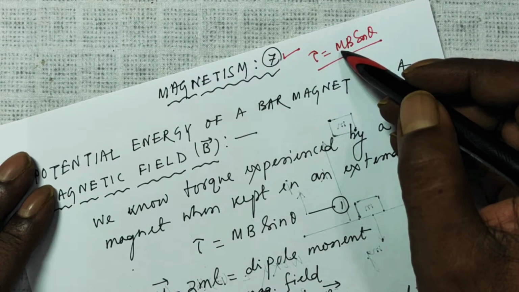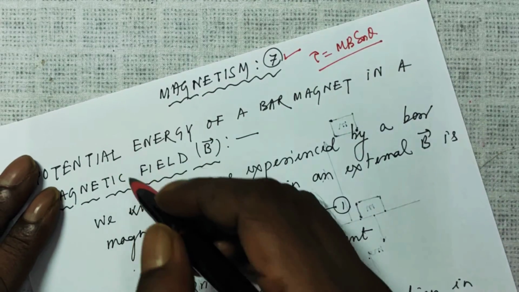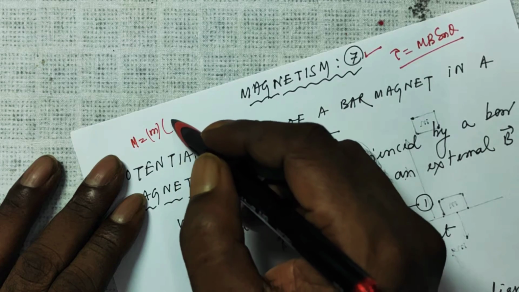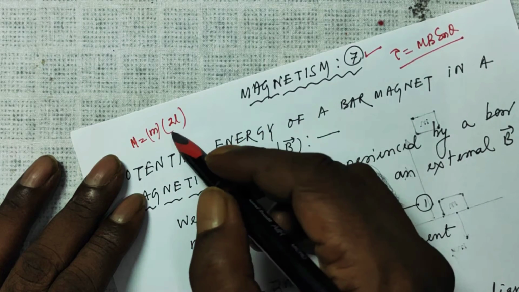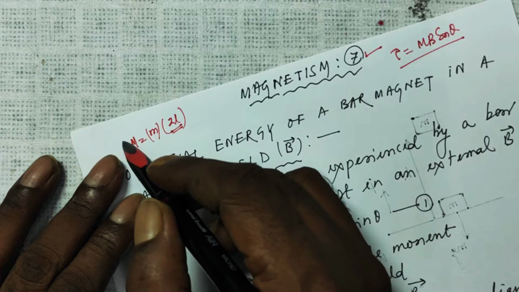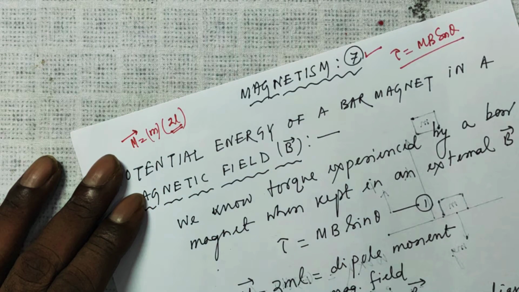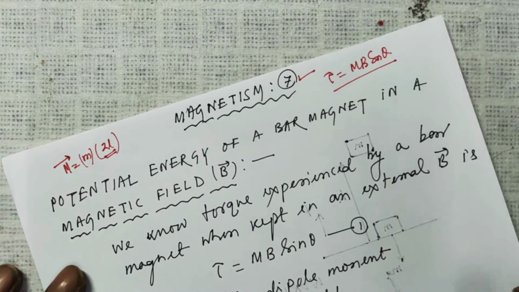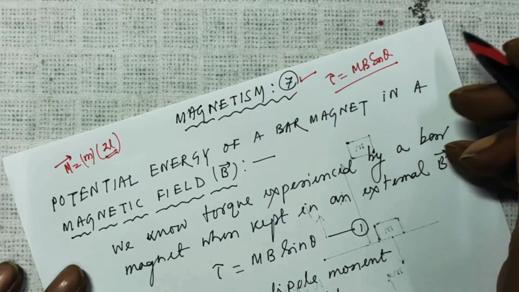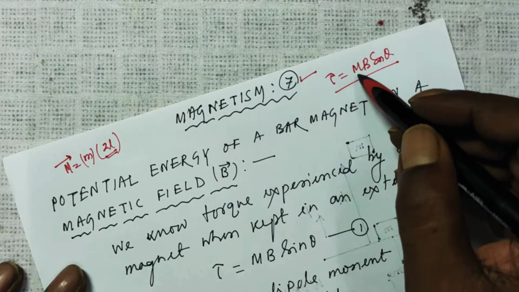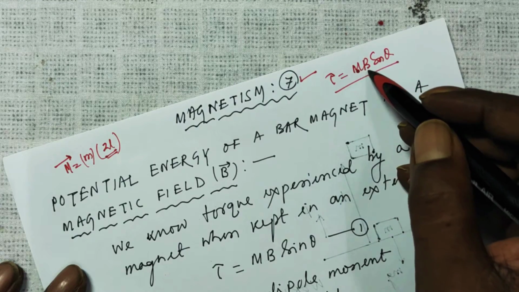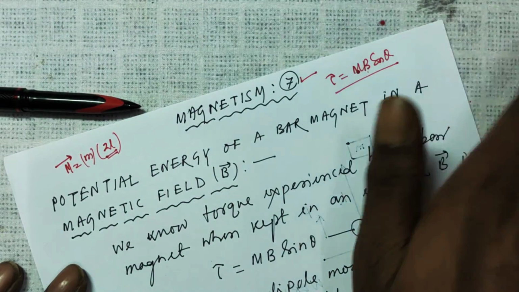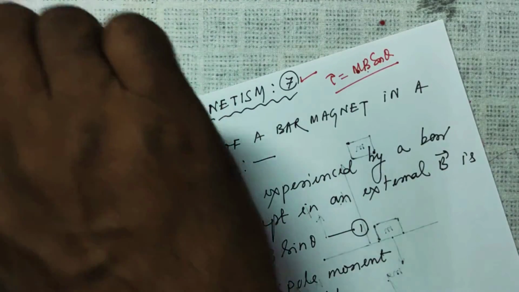M was the magnetic moment, and what was M? M was equal to the pole strength times the magnetic length, and it was a vector quantity directed from the south pole of the magnet towards the north pole of the magnet. B was the external magnetic field, and theta was the angle between the magnetic moment and the magnetic field. It was experiencing a torque. That is what we learned in the previous lesson.